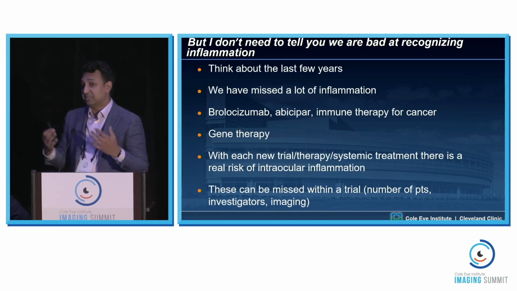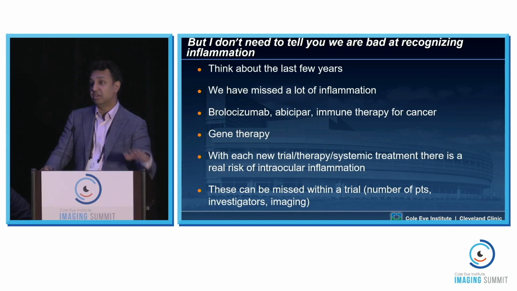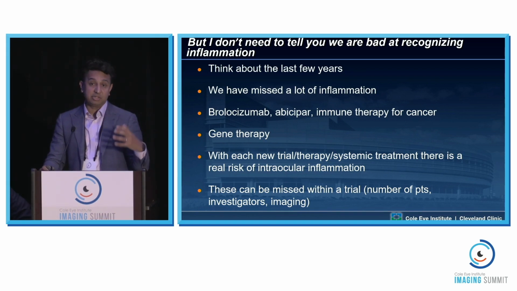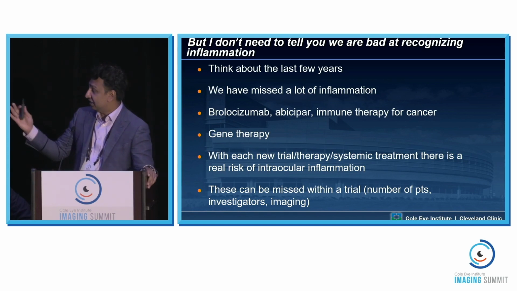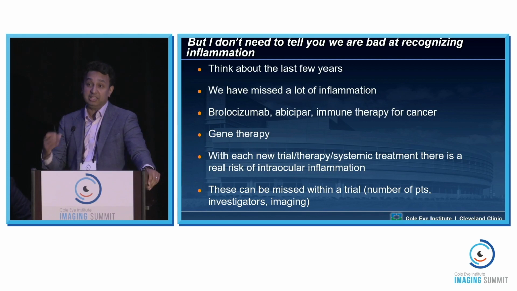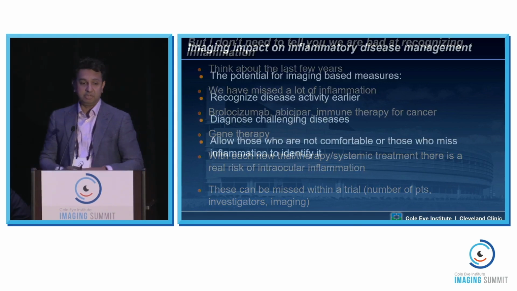We are biased because we see it in ophthalmology, but I'll tell you the number one place this happens is actually cancer therapy. There are a number of cancer medications that never make it to prime time because of the intraocular inflammation they cause. Back in the HIV days, Dan will recall multiple HIV medications that didn't make it because they caused retinal toxicity. So these things can be missed within a trial very easily because of the number of patients, sometimes it's the investigators, sometimes it's the imaging.